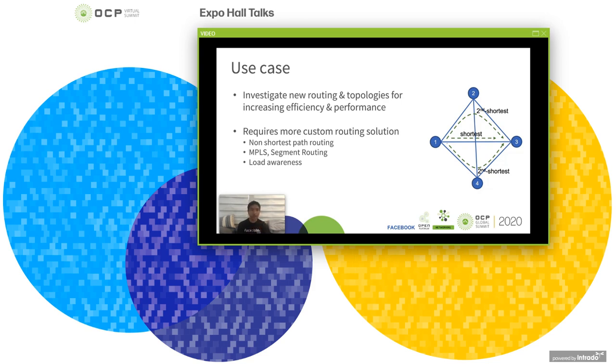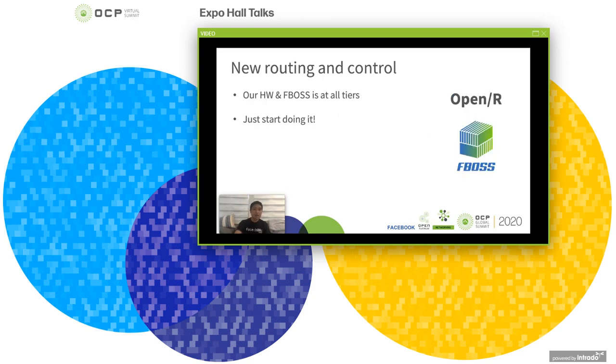We want to be more load aware, so we'll have mechanisms such as MPLS or segment routing to enforce usage of those other paths. And now that we have our own hardware and software at all the tiers within the network, we can just start doing this on top of FBOSS. And we have another open system called OpenR, a routing system that we've open sourced. And we're starting to explore how we can do this. If you want to learn more about that initiative, check out the Open Routing the Data Center session with Saif.